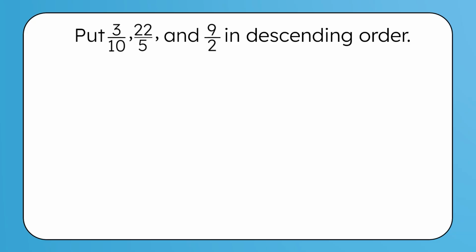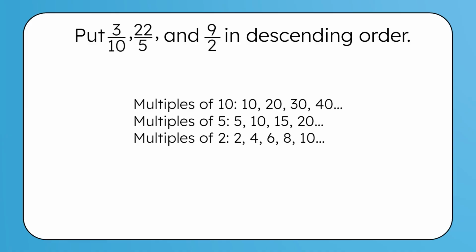Are we ready to compare? Not yet. First, we need a common denominator, so we're working with pieces that are the same size. Here are the multiples of 10, 5, and 2. What is the lowest one they all share? The smallest multiple they all share is 10.